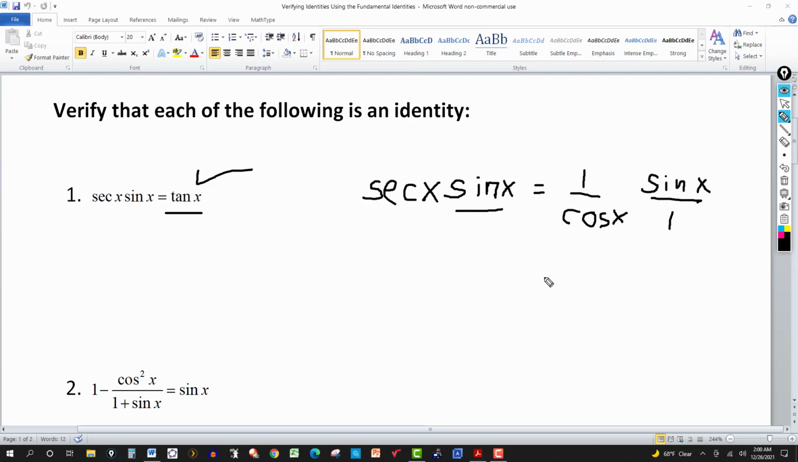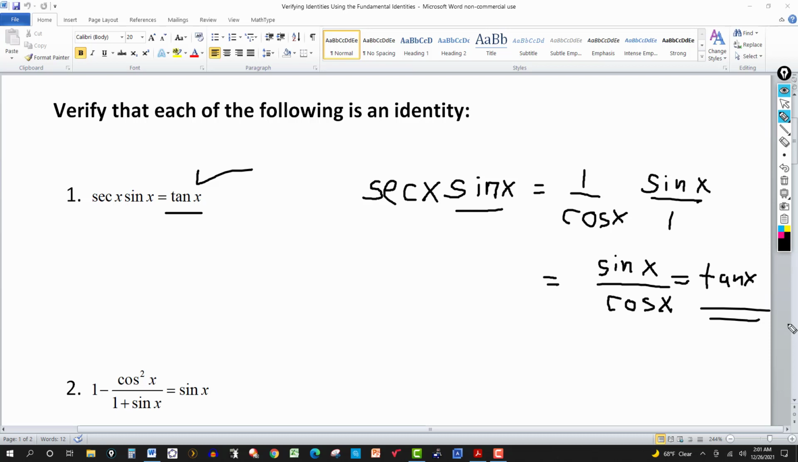So let's just multiply this out. I get 1 times sine of x is sine of x. And then on the bottom, cosine of x times 1 is cosine of x. And as we saw from the list of fundamental identities, sine of x over cosine of x is tangent of x. And the identity is confirmed or verified.